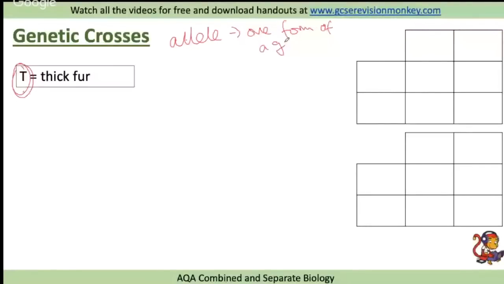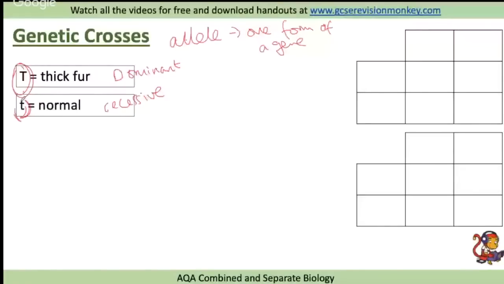So let's say we had one form of a gene that could give you thick fur, and another form of the gene which would just give you normal thickness fur. In this case, I've done a capital T for thick fur because this is the dominant allele. So if this is present, the animal will have thick fur, and this is the recessive allele. If it's recessive, this means that if it's present on its own, it won't have normal fur. It has to have both alleles present, like lowercase t, lowercase t, in order for the animal to have normal fur.